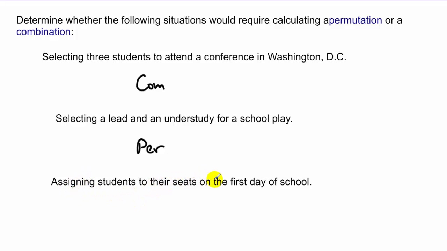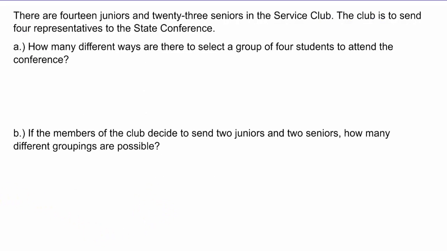Assigning students their seats on the first day of school. This is more than just a general grouping because there is order to the seats, so this is also a permutation. This problem is a little bit more difficult. This is going to involve not only grouping, but an actual counting principle as well. 2 different events are going to happen.